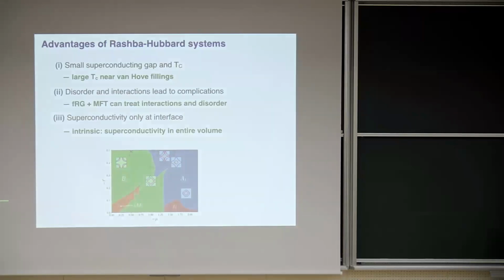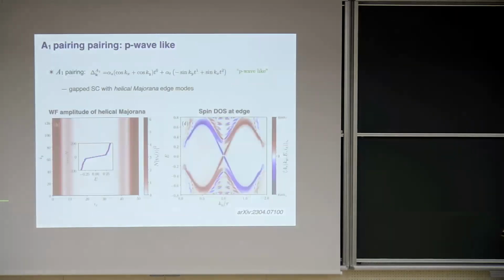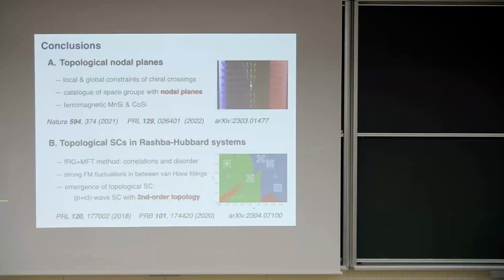Okay, so I'm just briefly concluding the second part. I've introduced this functional normalization plus mean field theory treatment, which can, at least at some level, solve the problem of disorder and interactions at the same time. Then I have discussed this Rashba-Hubbard model, and we have seen that close to this Van Hove singularity we get very large TC. This is shown on this slide: here is the leading superconducting eigenvalue, and we see very large values precisely at this Van Hove singularity. So we expect that we can get TCs maybe up to tens of kelvins in such systems.